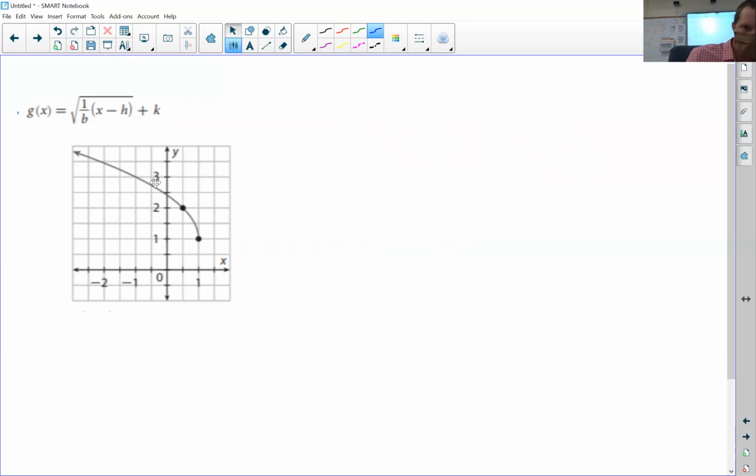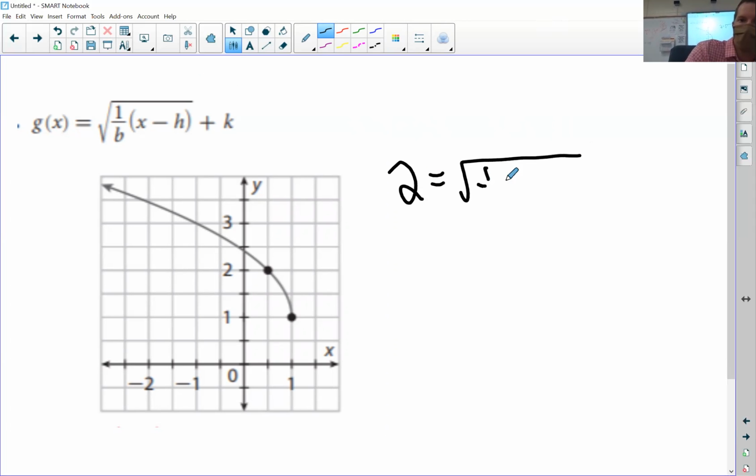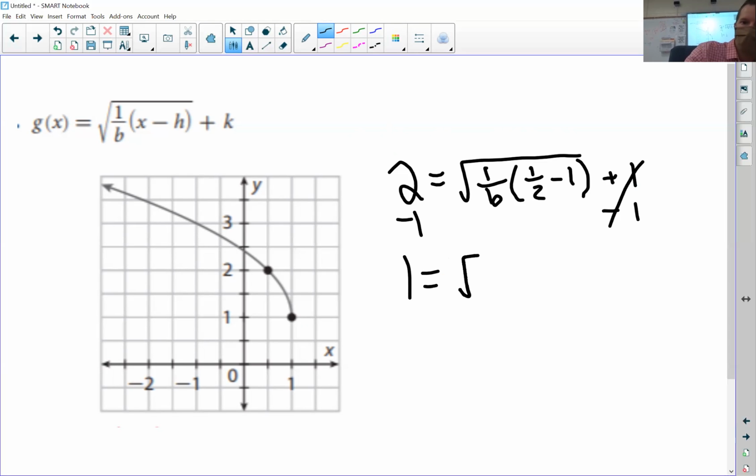Well, I'll try to make it bigger for you. So it looks like it went right 1/2, up 2. So 2 equals square root 1 over B. What was my X again? 1/2. Now, what's this H and K? So it's right 1, up 1. So I'm subtracting 1 over. What's 1/2 minus 1? Negative 1/2.